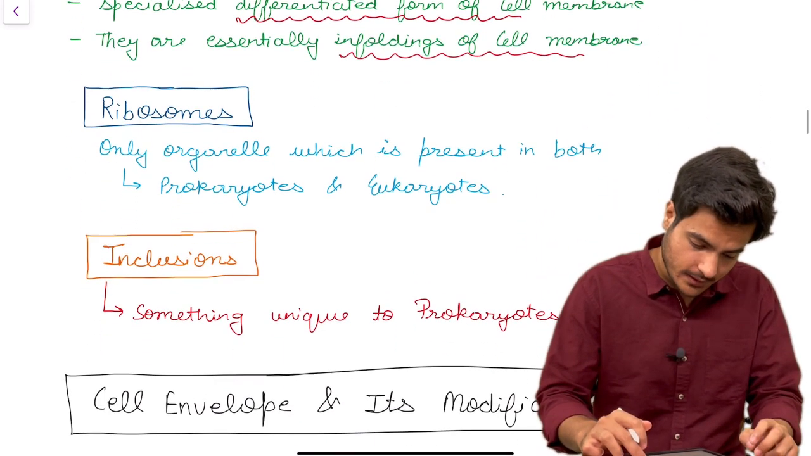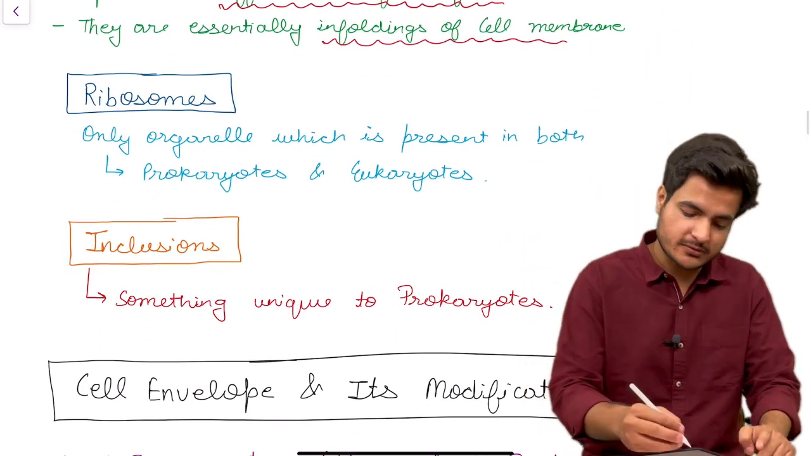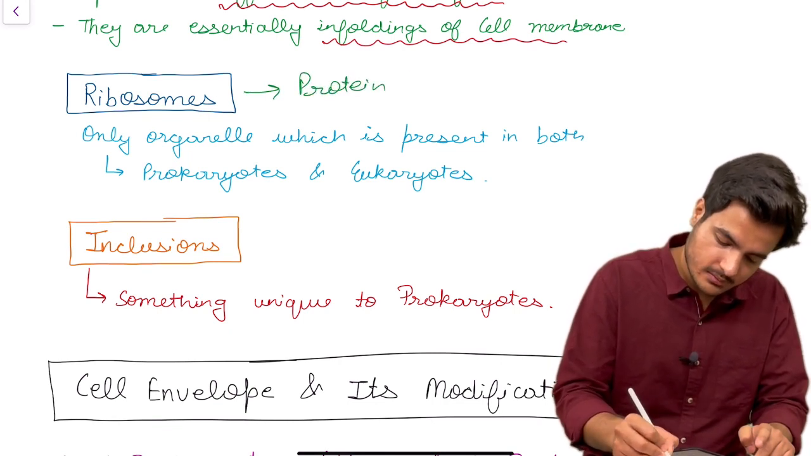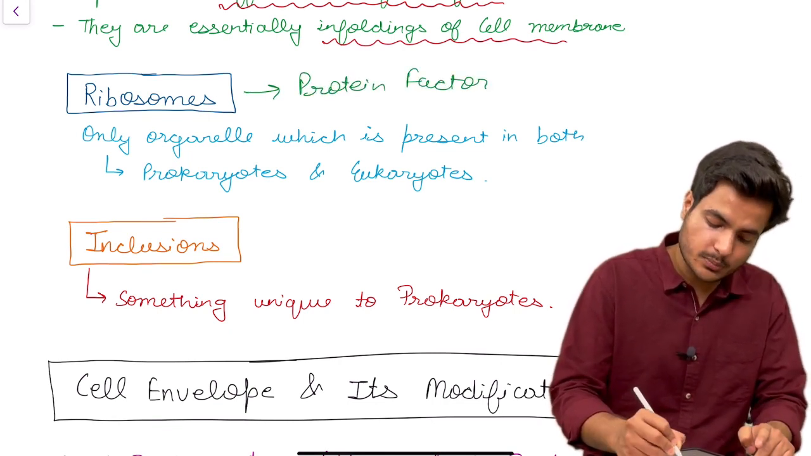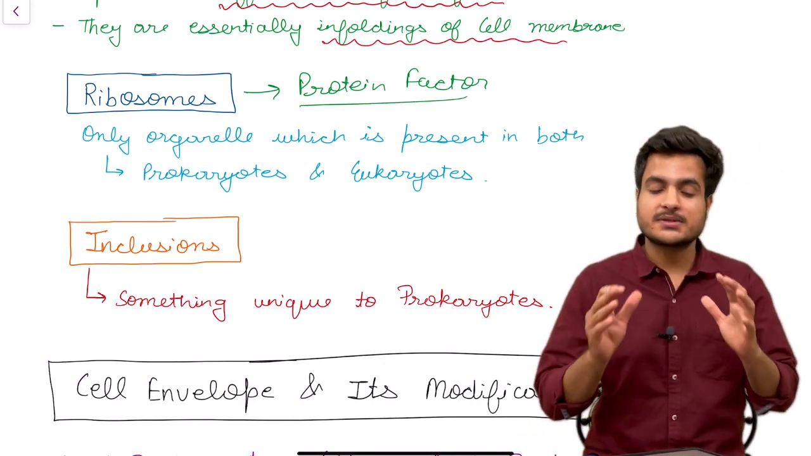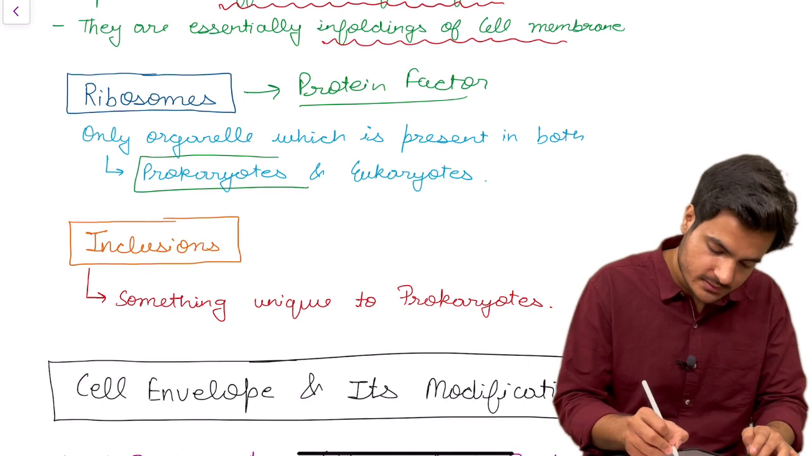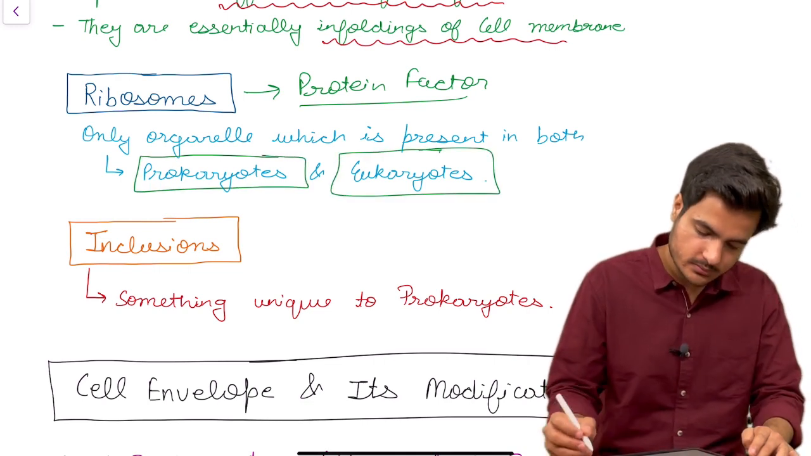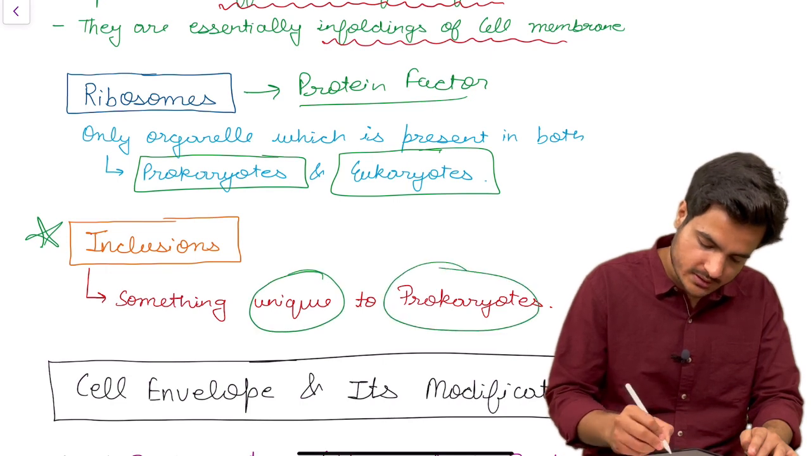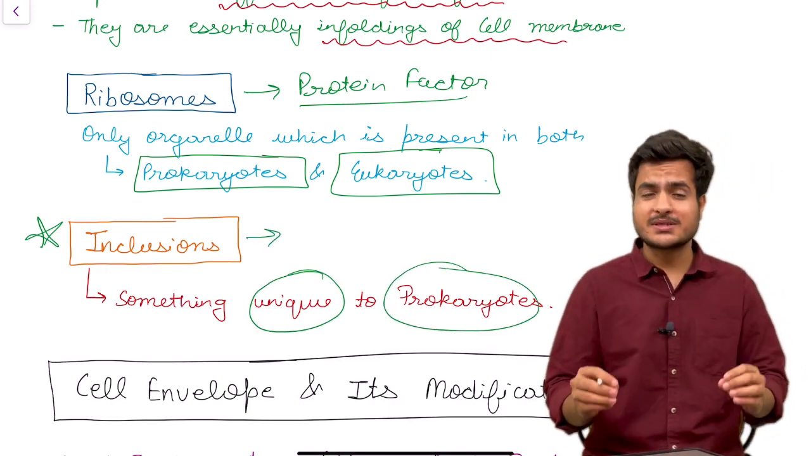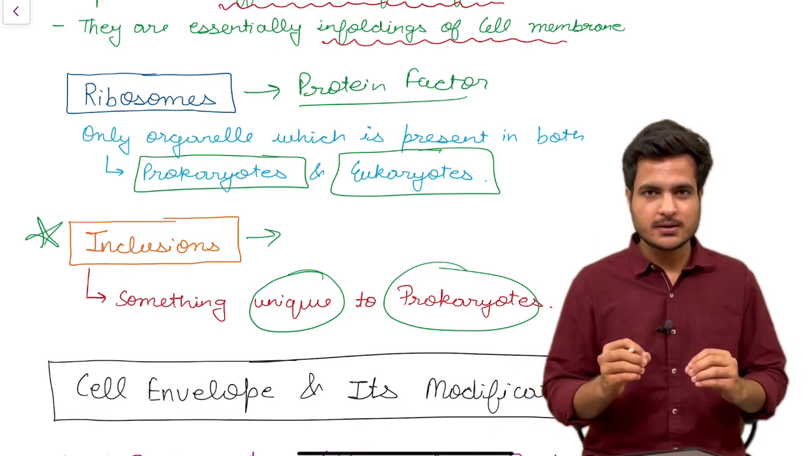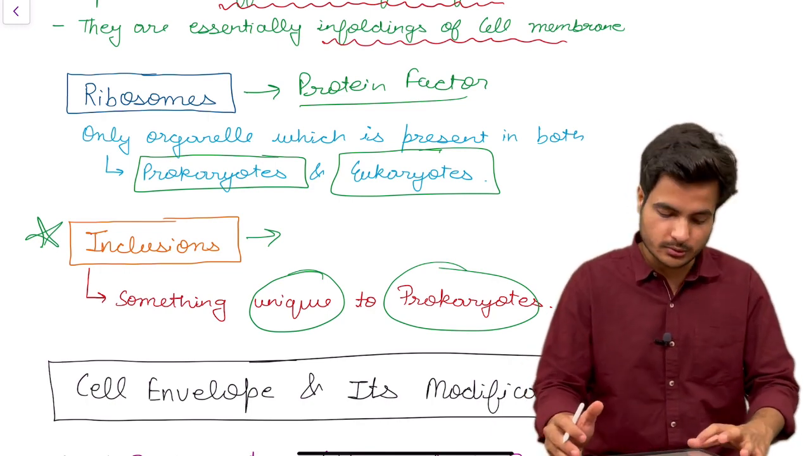Now let's see what ribosomes are. Ribosomes, as we know, are the protein factory of the cell which synthesize proteins, and these are non-membrane bound organelles which are present in both prokaryotes and eukaryotes. And one thing unique to prokaryotes is inclusion bodies, which are present only in prokaryotes.